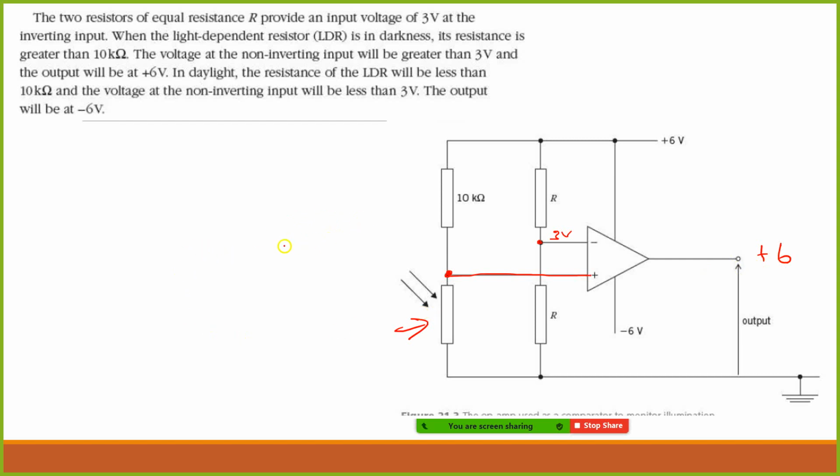Now let's look at it now. It says that in daylight, the resistance of the LDR will be less than 10 kilo ohms, and the voltage at the non-inverting terminal will be less than 3 volts. All right, so in this regard, if my voltage at my non-inverting terminal is less than 3, then what it tells me is that my output is no longer positive, it's now going to be negative.